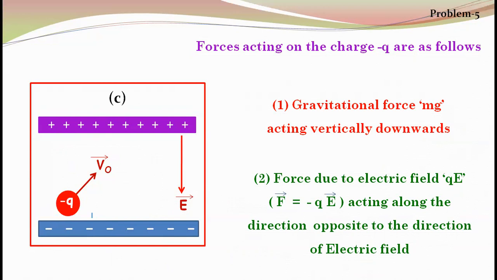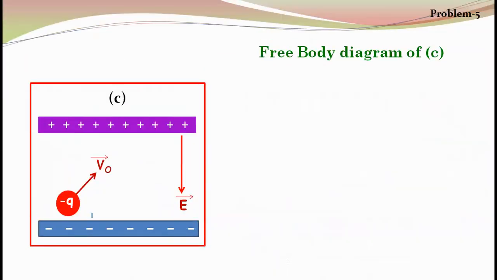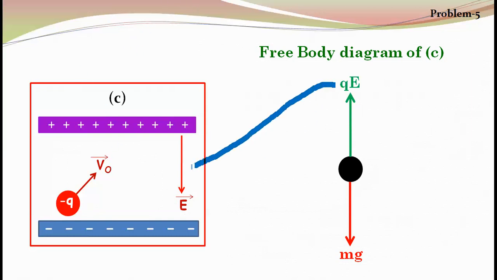Now in the next slide, we'll draw the free body diagram of this. The charge here is represented by a dot. This is the weight or gravitational force acting on the charge minus q, and the other one is QE, the electrostatic force, which is going to act in a direction exactly opposite to the direction of electric field. So that's all about sum number 5.